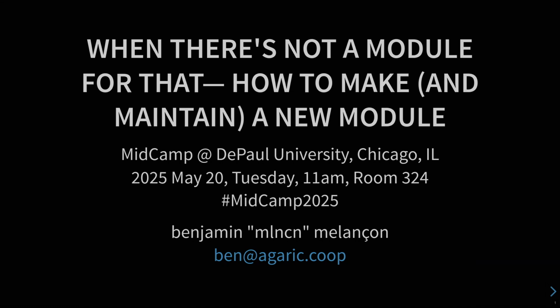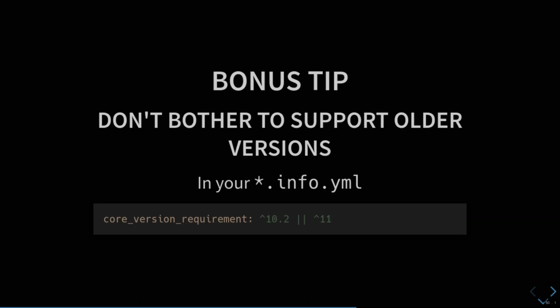So bonus tip, don't bother to support older versions. In your .info.yaml file for your module, so my_module_name.info.yaml, you have core version requirement. You're required to have this, but if you've only really been paying attention since Drupal 10, 11, you can just do greater than 10.2 specifically. A lot of great things were added in 10.2. If you want to use only the new hooks and not do a shim to do the old style hooks, you can have just 11.1 here.